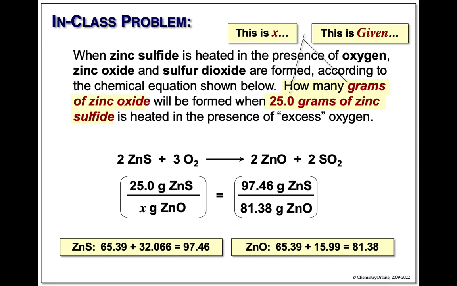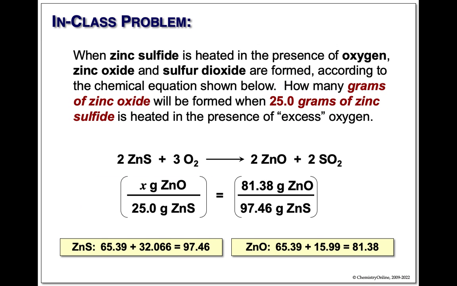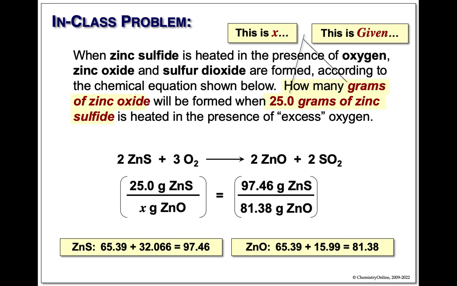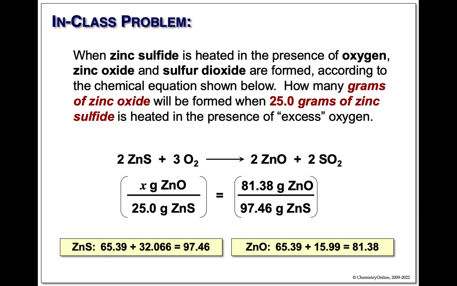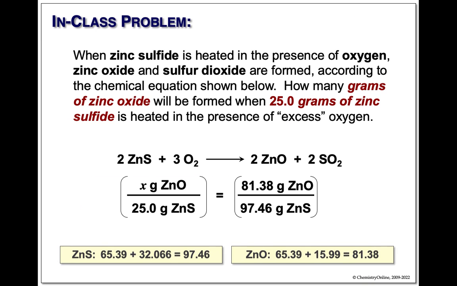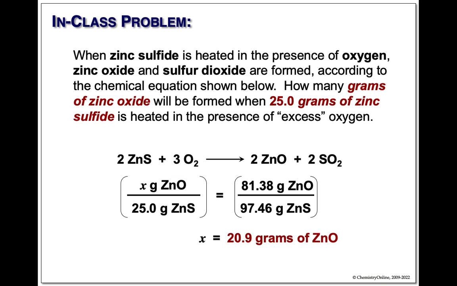Now at this point, you would look at this and you would say, shoot, I got this upside down, don't I? What do you do? Just simply flip them both over. That's all. Just like that with a click of the mouse. Just flip them over. Perfectly legal. And the calculation now, 25 times 81 divided by 97, 20.9 grams of zinc oxide.